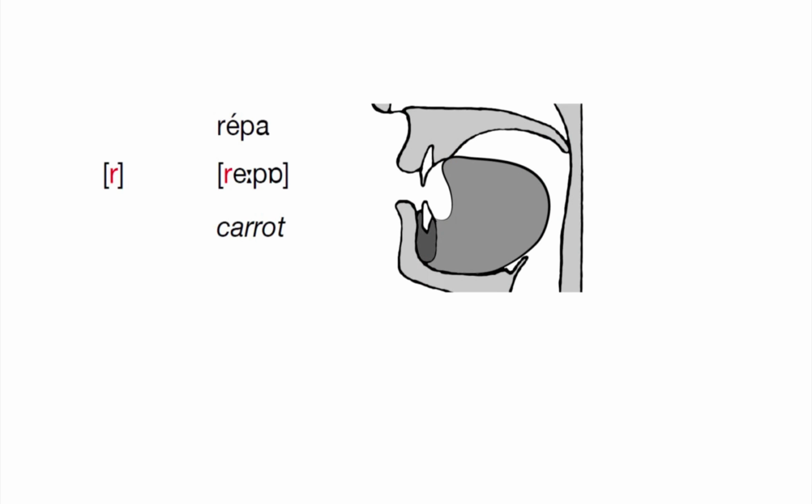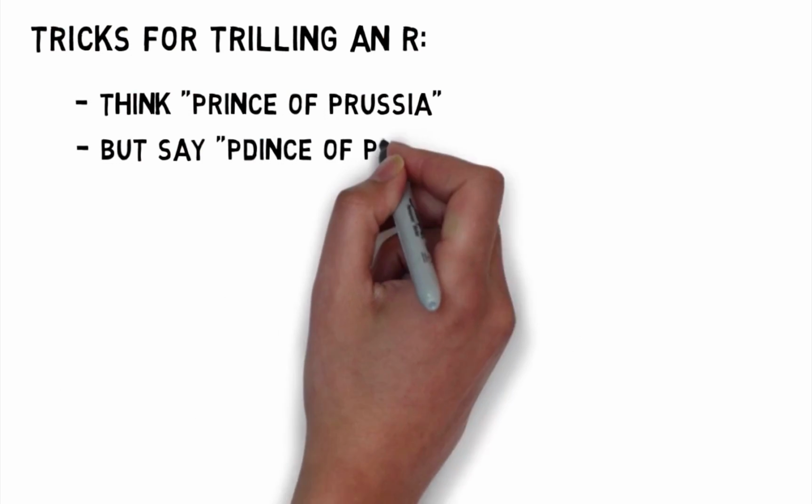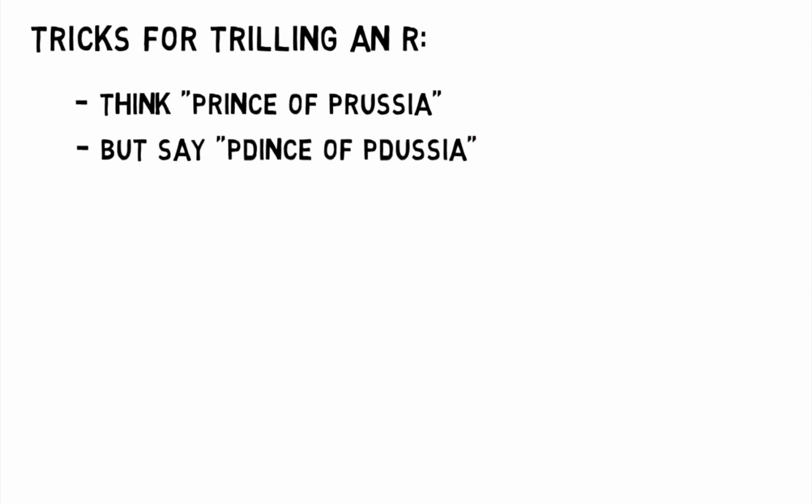Rrr. There are a lot of tricks to producing this consonant, which you can find all over YouTube. The best one I've heard so far for pronouncing this consonant is to think the phrase Prince of Prussia while you're saying Prince of Prussia. You're going to replace those R's with D's. And then you kind of play around until your tongue starts to cooperate. Prince of Prussia, Prince of Prussia. And this can take weeks, honestly, even months. This thing can be a bit of a pain to get right.